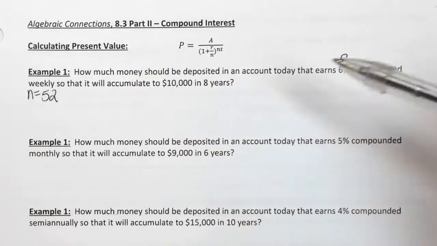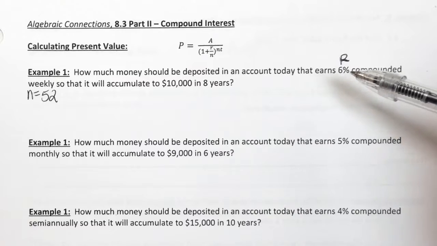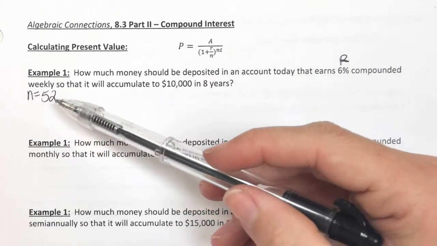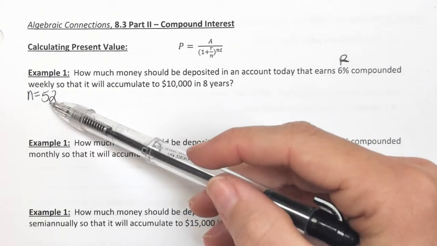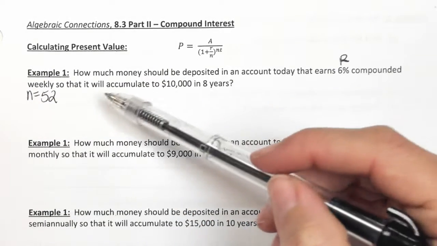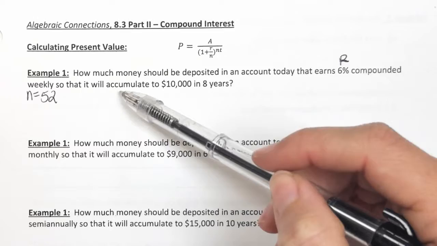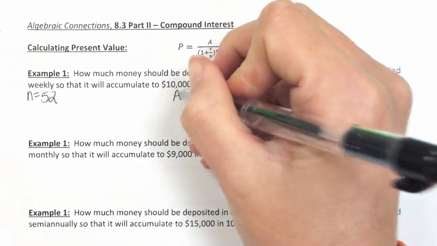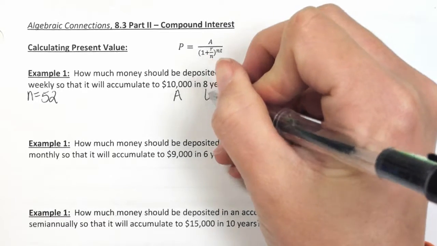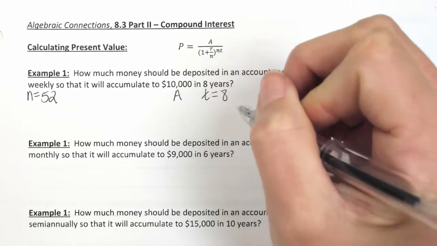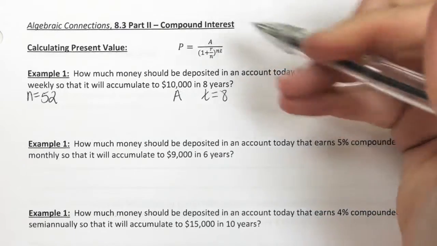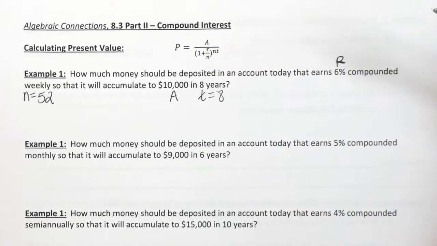So for this example, you can already tell I've already identified 6% as our rate. N is 52 because again there's 52 weeks in a year. So that you will accumulate, that means you don't have this amount yet, so this will be A, our future value. And then 8 will be T for time in years. So all we have to do now is just plug it into the present value formula.